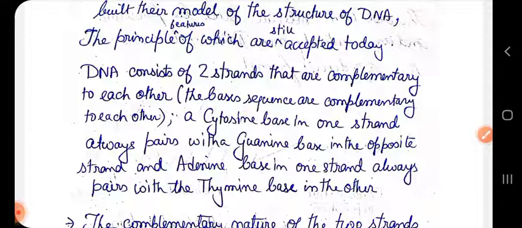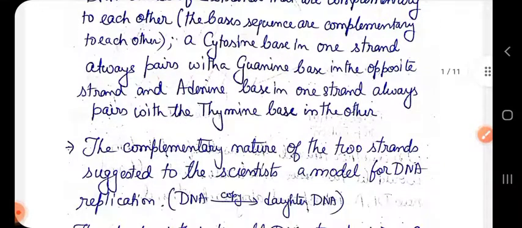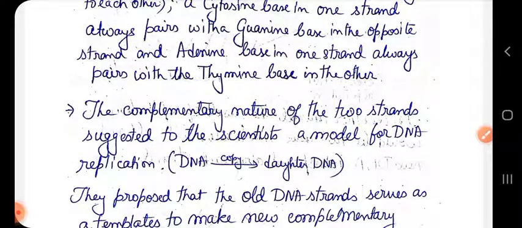So this was all that we have studied. But this complementary nature of the two strands suggested to scientists a model for DNA replication. Now, what is DNA replication? We will go into depth in later videos on the processes and the enzymes involved in prokaryotes and eukaryotes. DNA replication is a process where DNA makes a copy of daughter DNA molecules. So scientists were trying to think in what way the parental DNA molecule is used as a template to build a new DNA molecule.